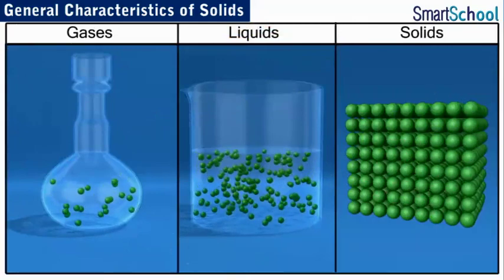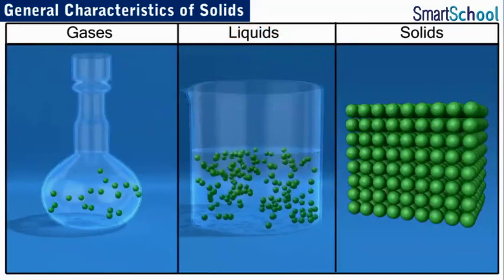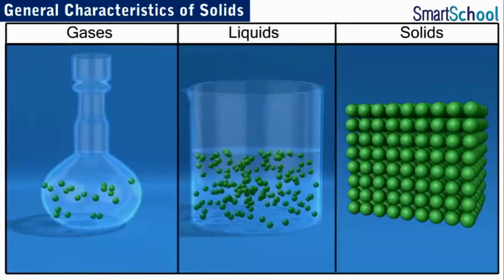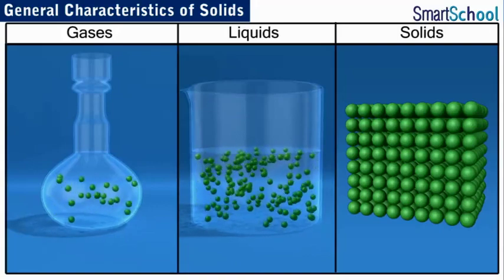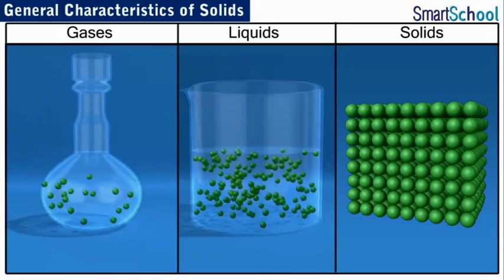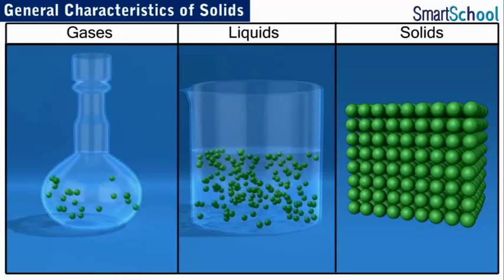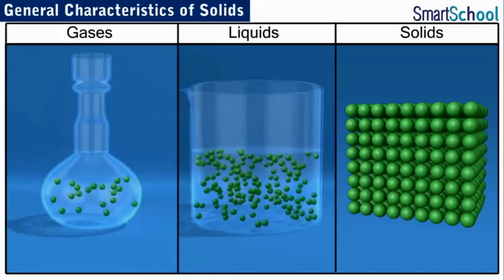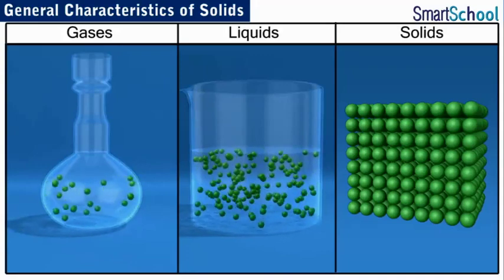You know that the constituent particles in gases and liquids are held together by relatively weak forces of attraction as compared to those in solids. As a consequence, they can translate randomly, rotate, and vibrate. Gases and liquids thus have the ability to flow and take shape of their container.